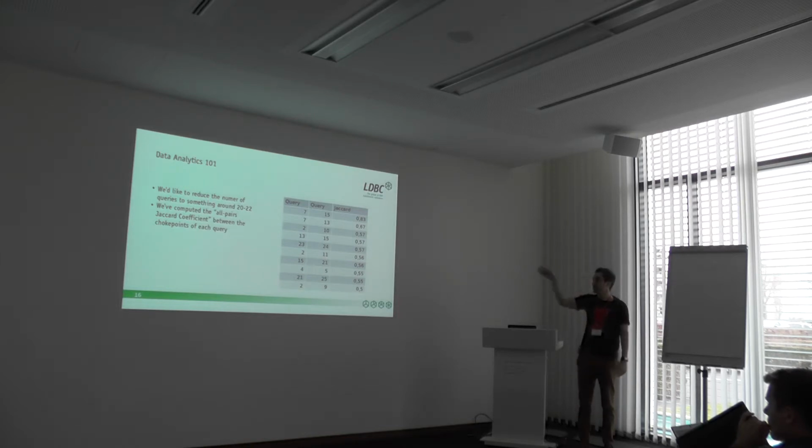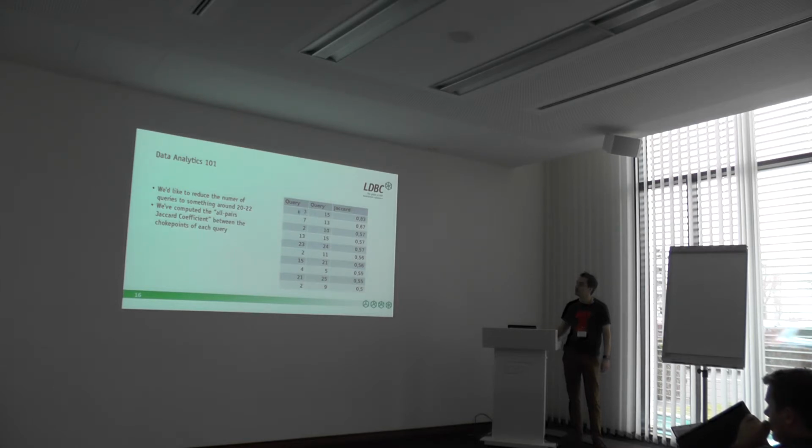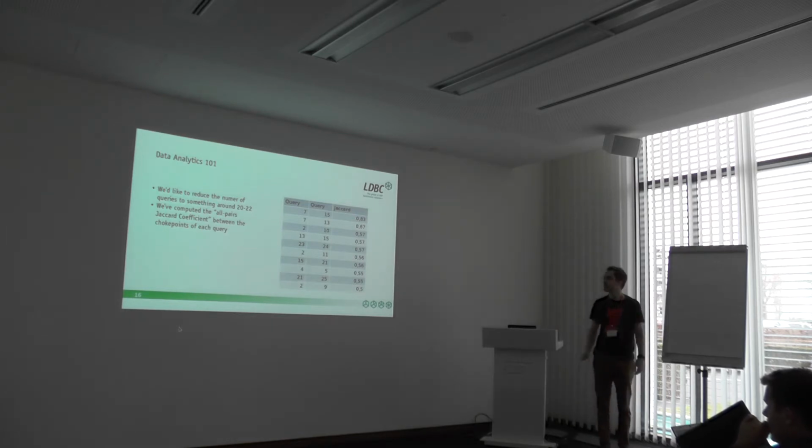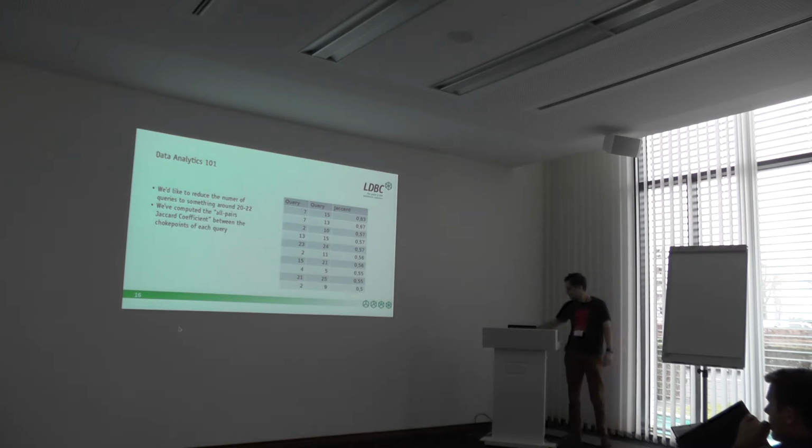So what I did was to compute the Jaccard coefficient between the choke points fulfilled by each query, and found that, okay, if we have to remove one query, maybe query 7, which is very similar to 15 and also very similar to 13, well, I think it's a good starting point to look at. Maybe query 7 is a query that could be removed from the workload.